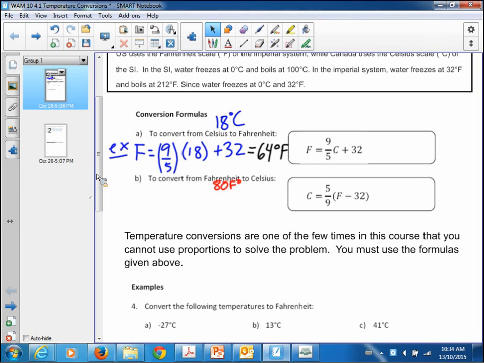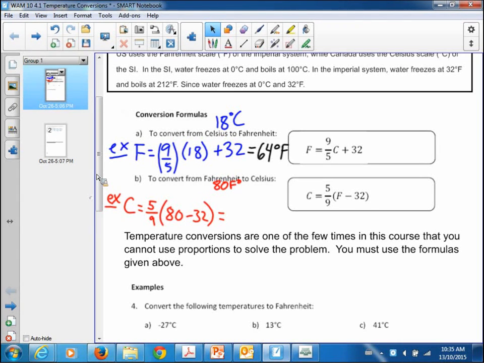80 degrees Fahrenheit. So I'm going to use the formula from the side. So the C, the Celsius reading, is equal to, you'll notice the formula is kind of backwards, 5/9. But the order of operations works differently. 80 degrees minus 32 in the brackets. It has to be done first.